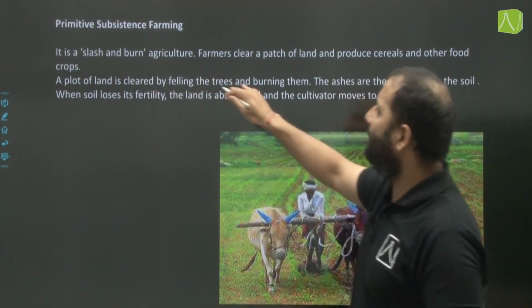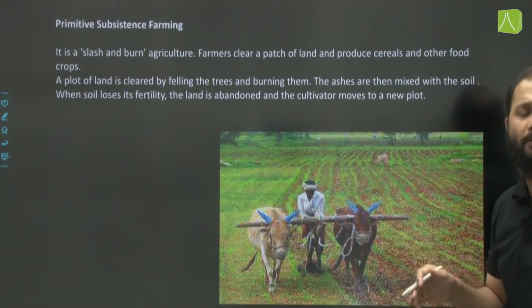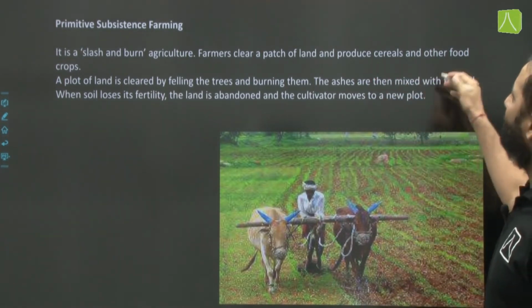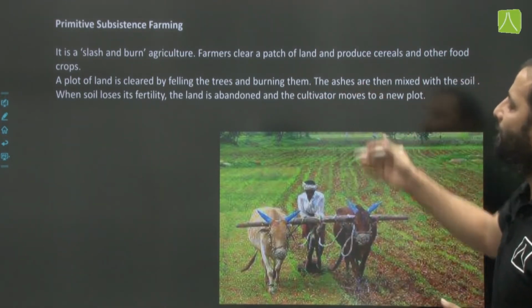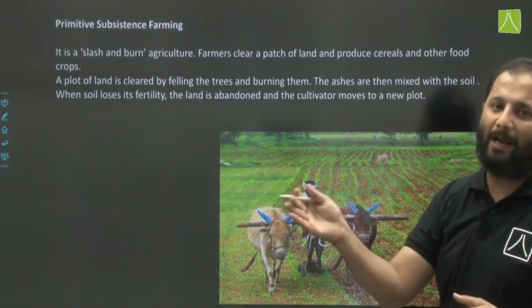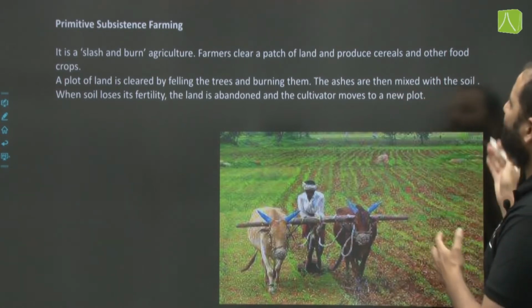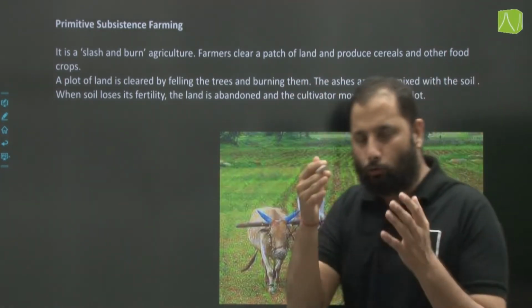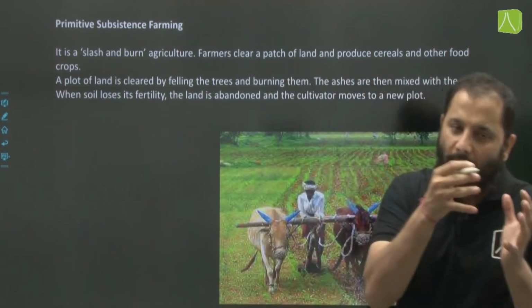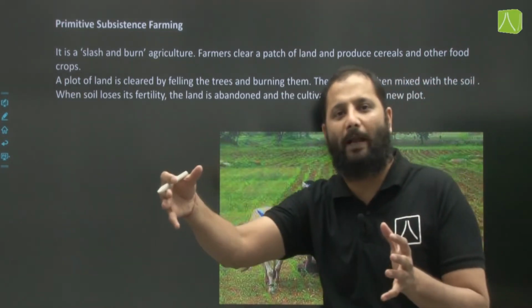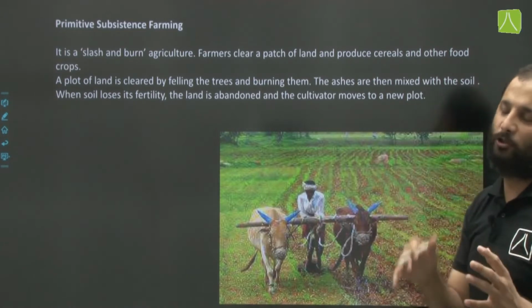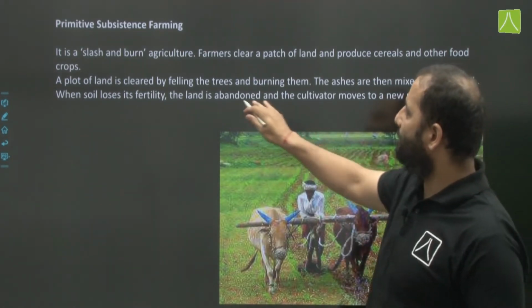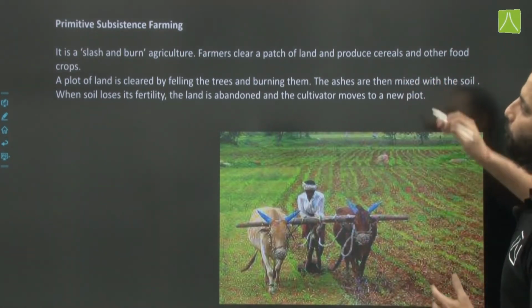Now it is slash and burn agriculture. The farmers clear a patch of land and produce cereals and other food crops. A plot of land is cleared by felling the trees and then burning them, that is slash and then burn. The ashes are then mixed with the soil, and when the soil loses its fertility, these people move to another patch of land and repeat the same process. Therefore this is also referred to as shifting cultivation, that is the land is abandoned and the cultivator moves to a new plot of land.